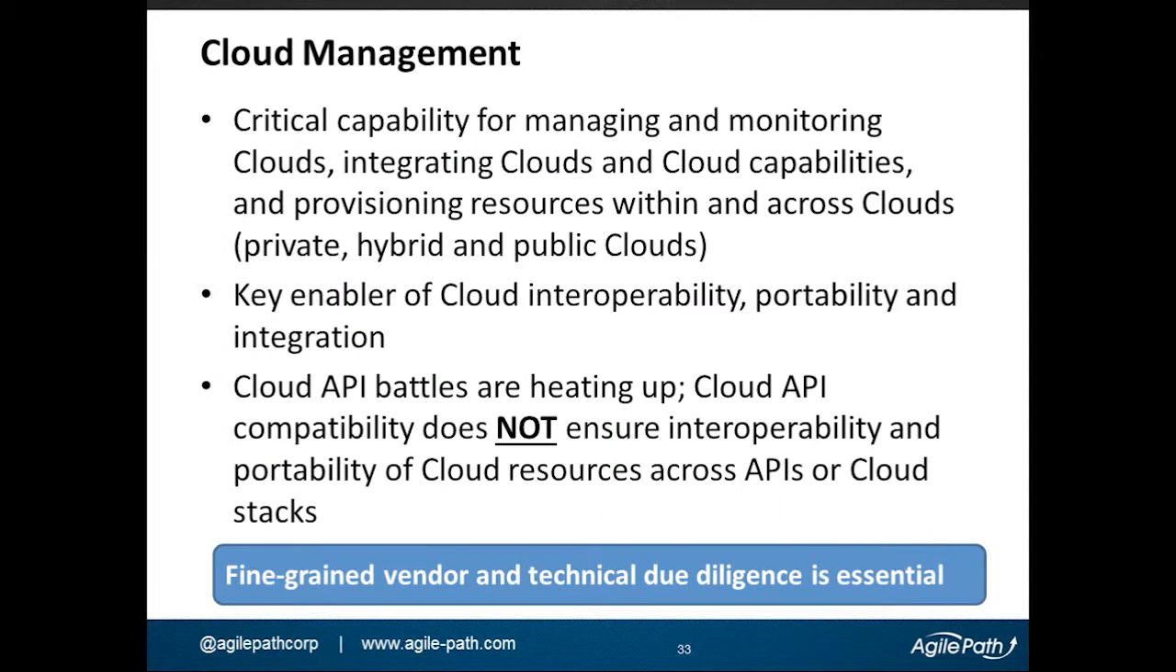Critical capability for managing resources, key enabler for interoperability, portability, integration, because it's at this API level where that does or does not happen. And the API battles are still underway. The API compatibility that people claim still doesn't ensure interoperability and portability of your resources across APIs or of your apps or your data across clouds or across APIs. So if you're looking at cloud management tools, either within the broker as a capability of the broker, or if you're looking at cloud management tools in and of their own right, do the due diligence on what the vendors are offering and make sure they can meet your requirements.